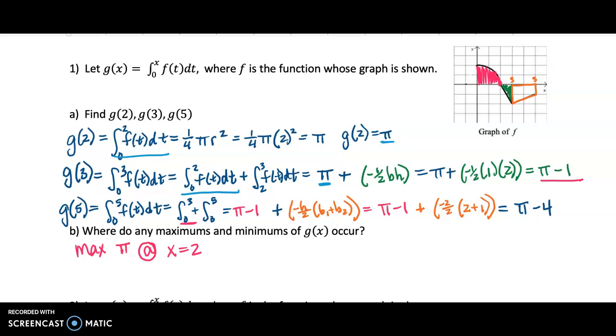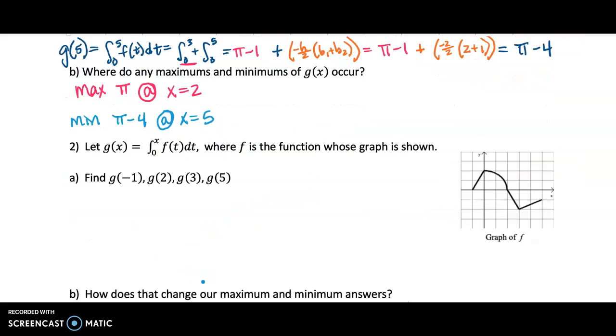And then we continue on to look for where a minimum is. So now we've taken all this positive stuff and we just keep taking from it with this area under the curve here that's just below the axis and negative. So that means our minimum is going to be pi minus 4 at x equals 5. So that's our minimum value. All right, let's take another look.